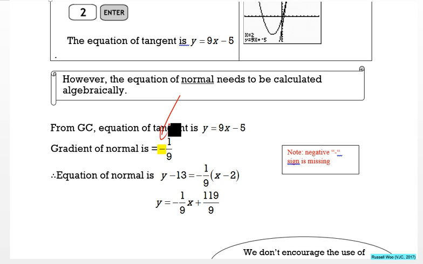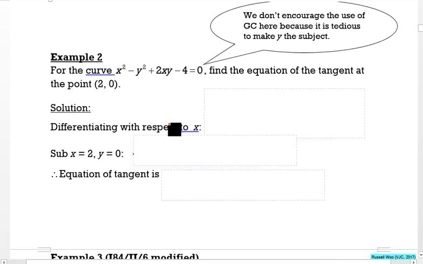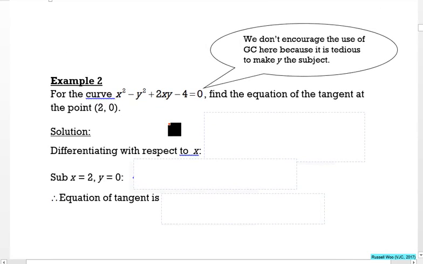I want to say a bit more about example 2. For the curve, this. Find the equation of the tangent at 2, 0. Now let's observe this equation carefully. This equation is interesting because there is a y square, there is an xy here.